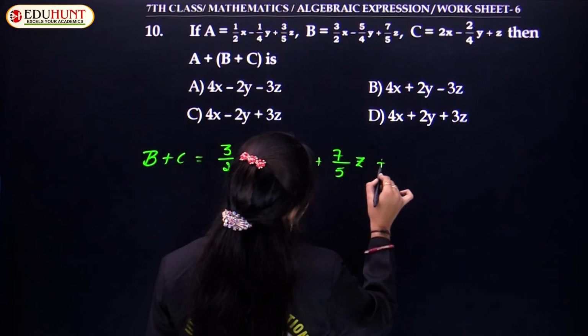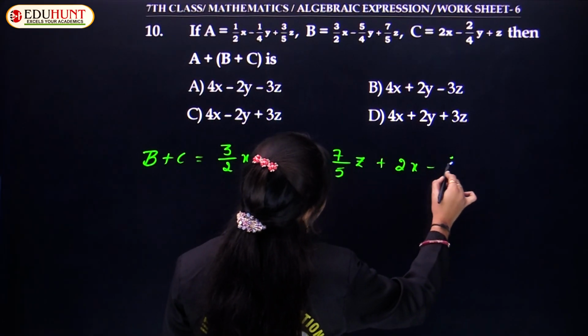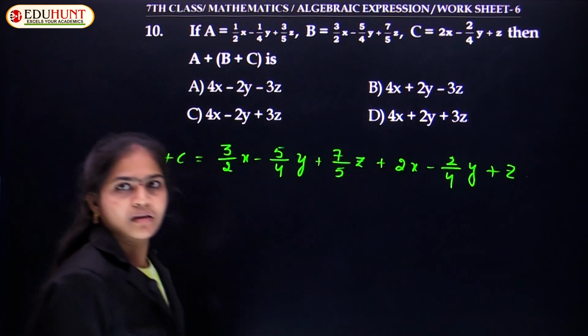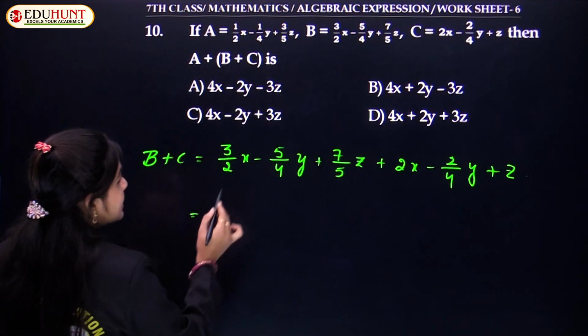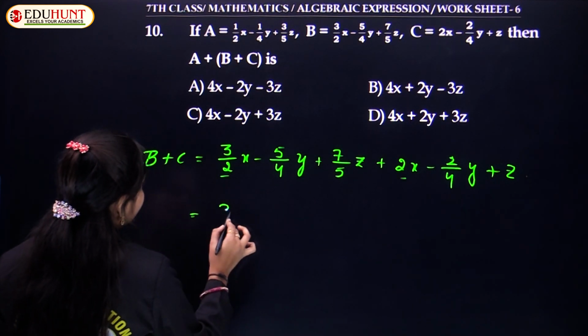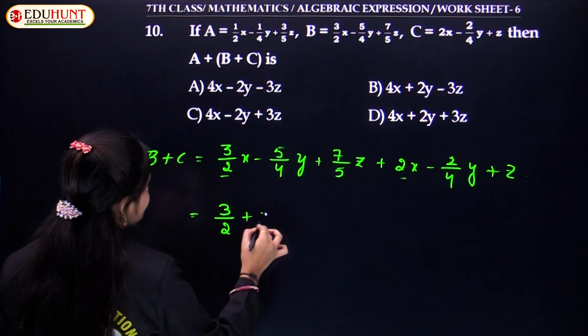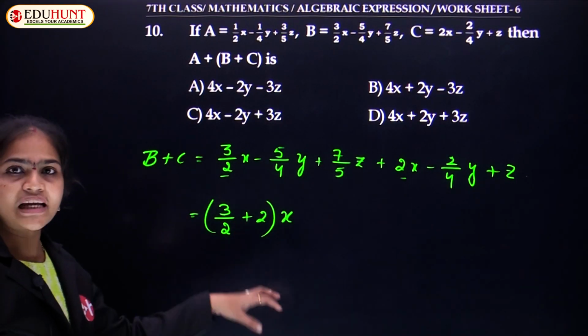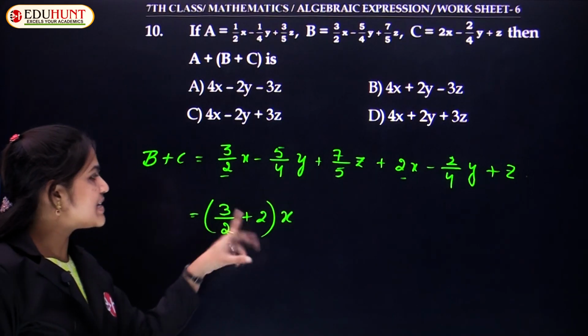Plus c is equal to 2x minus 2 by 4y plus z. Now I want to write the same terms together. First, the x terms: 3 by 2 plus 2. Here I have taken x as common, just adding the numerical values.